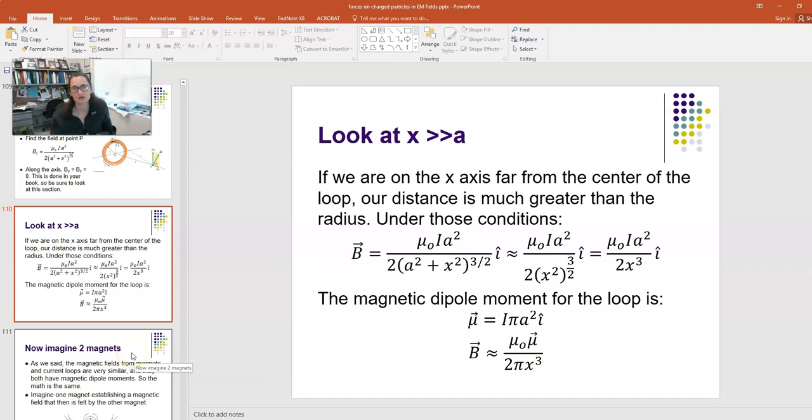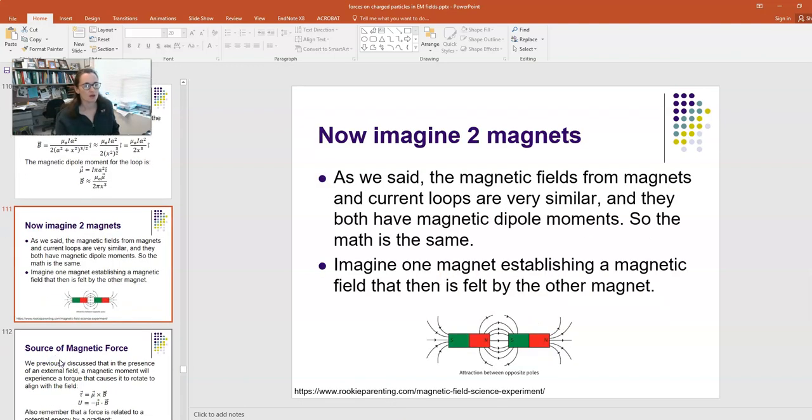We could also extend that and say for a magnetic dipole moment in general, this would be a nice description of the field if you're far from the center of the dipole itself. Okay, so we said the magnetic fields from magnets and current loops are very similar. They both have these magnetic dipole moments, so they can both be described adequately by this magnetic field equation. The math is pretty much the same.